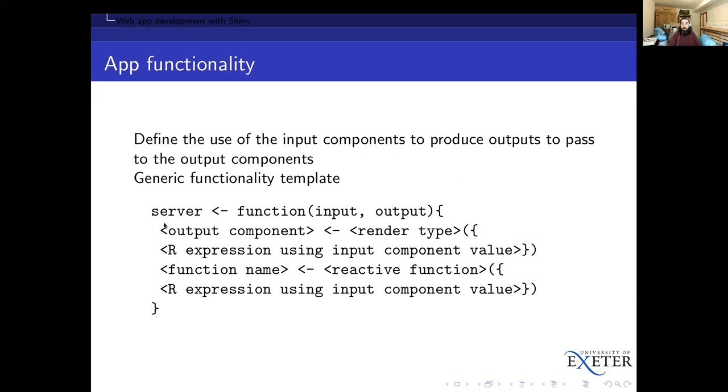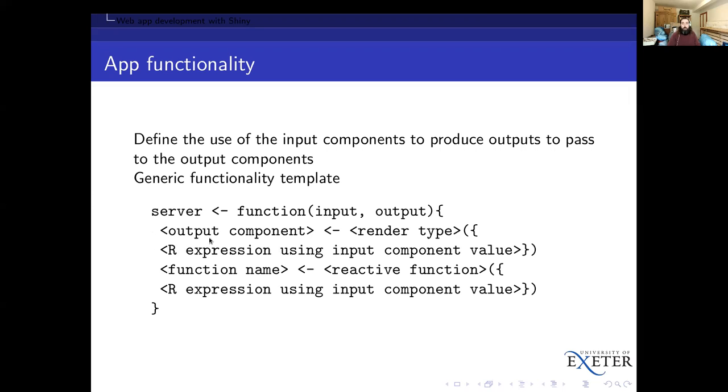As mentioned, it's in the server section that we define our inputs and outputs. And this is a generic template for how this works, within our curly brackets here. This is where we're defining our functionality. And for each bit of functionality, we need to define either an output component that it's going to be passed to, or a function name if we're using reactive functions.